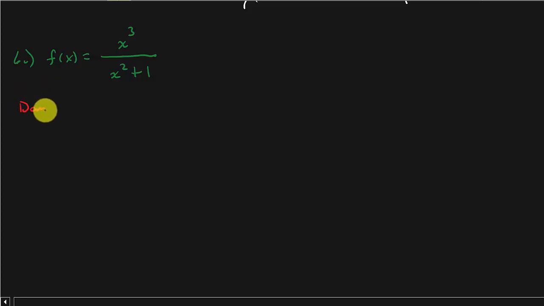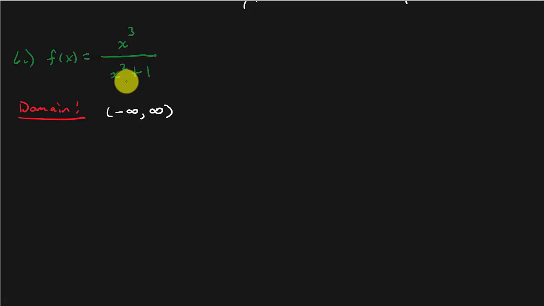So the domain, that is negative infinity to positive infinity. I mean, nothing makes the denominator 0. It's x squared plus 1. So we know it's all the real numbers.